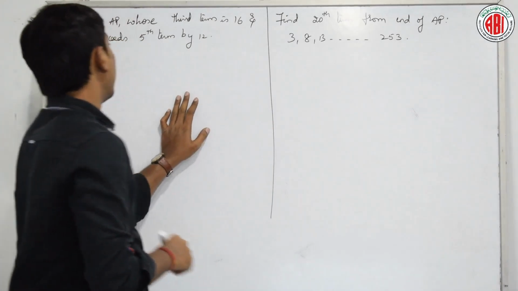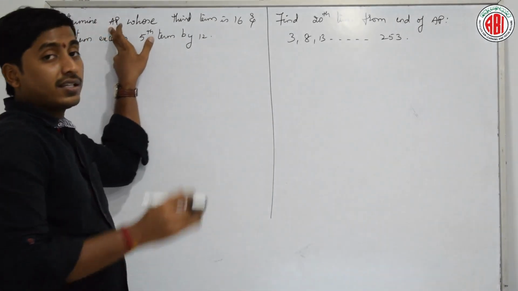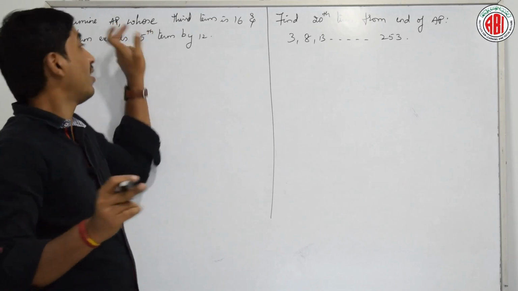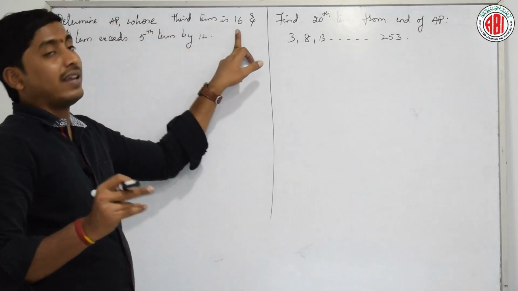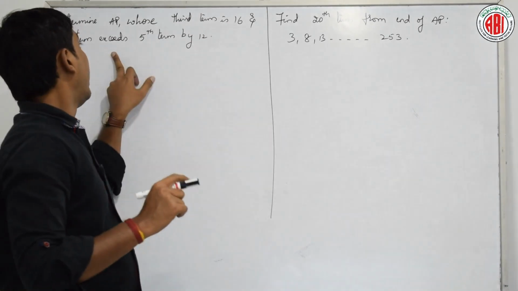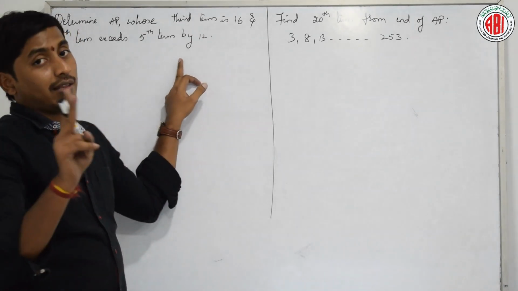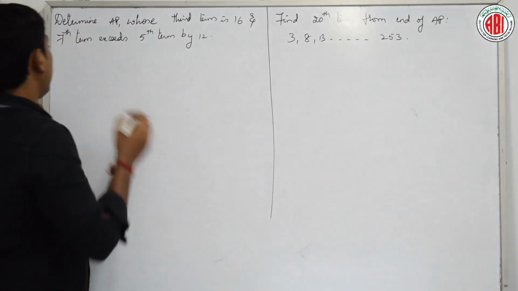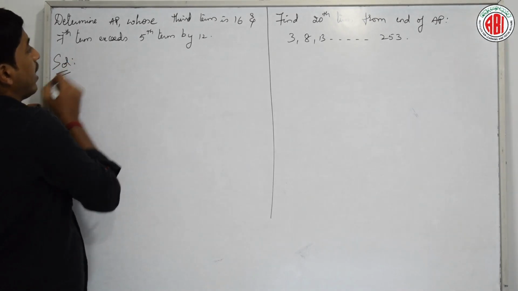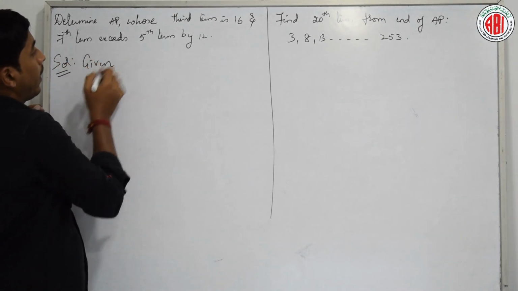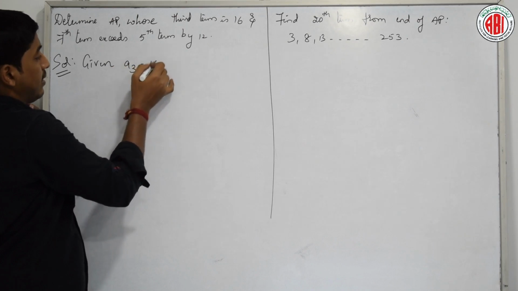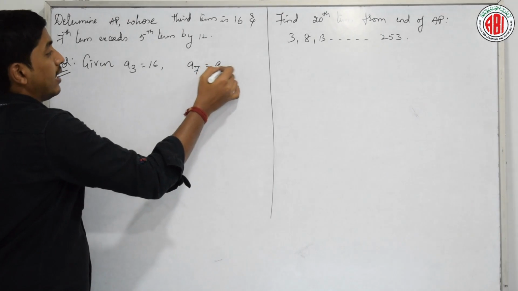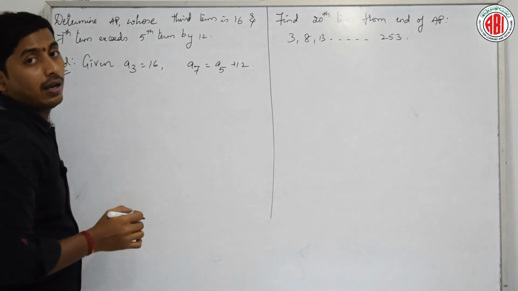The question given here is to determine the AP. That is, we have to find at least 3 to 4 terms. We need not find all the terms of the AP, whose third term is given as 16, first condition, and the 7th term exceeds the 5th term by 12. That is the second condition. Hope you can identify, right? Fine. What is given? The third term is 16 and one more condition is the seventh term exceeds the fifth term by 12, right?